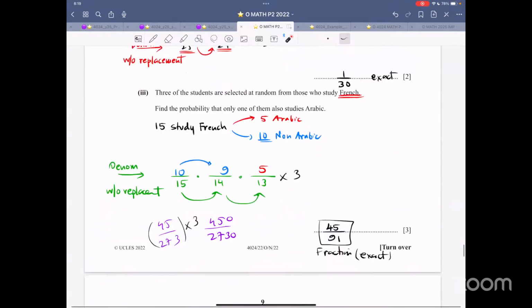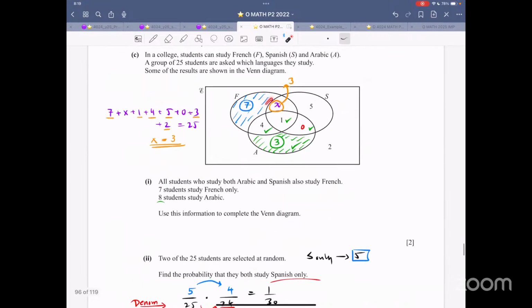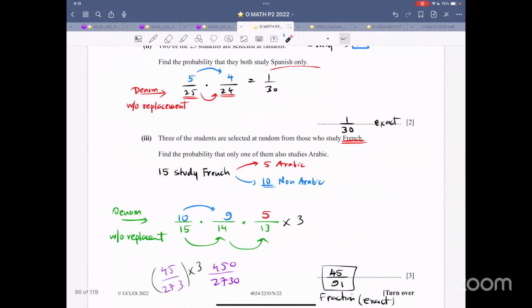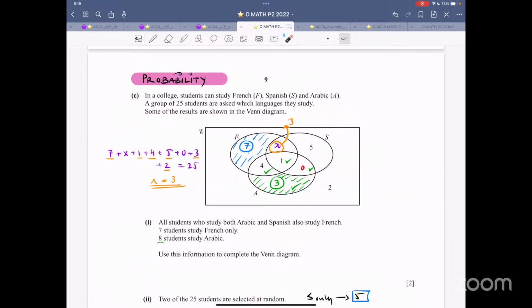3 of the students are selected from those who study French. It does not say only. Now 15 study French. This is French only: 7 plus 3 is 10. 10 plus 1 is 11. 11 plus 4 is 15. So that's how you get 15. Of which 5 study Arabic and 10 are non-Arabic. 5 study Arabic. So this whole thing is the Arabic block. From all these French speakers, these 5 study Arabic.